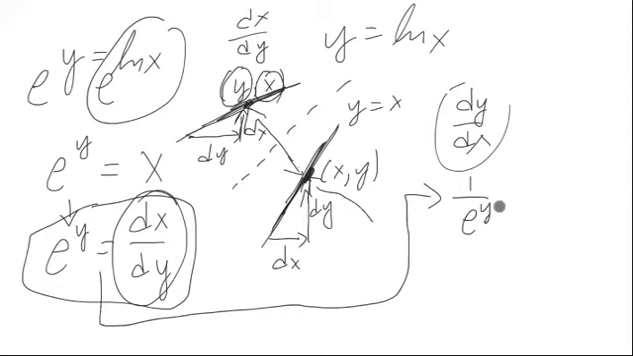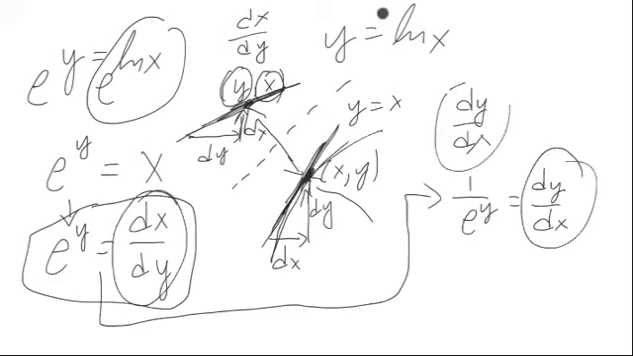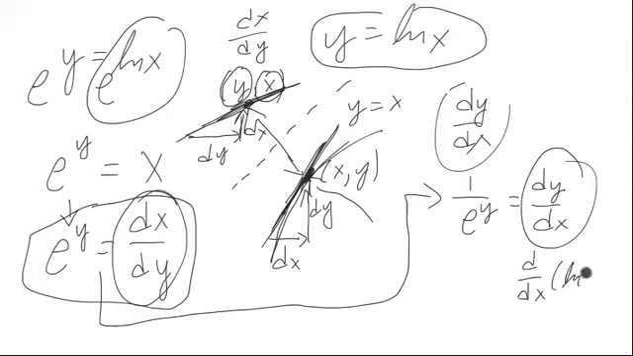1 over e to the y is equal to dy/dx, which is the slope of the tangent line over here, and where this is a point on the function y equals natural log x, and therefore it's equal to the derivative of natural log x. So this right here is the derivative of natural log x. So the derivative of natural log x at the point x is equal to 1 over e to the y, where y and x are related right here by this equation.